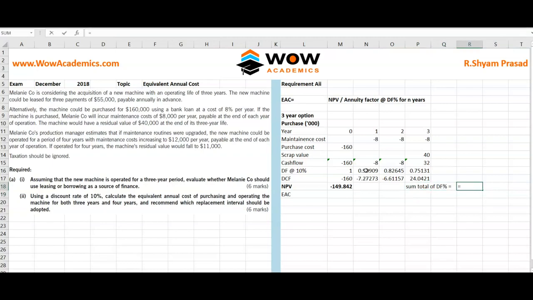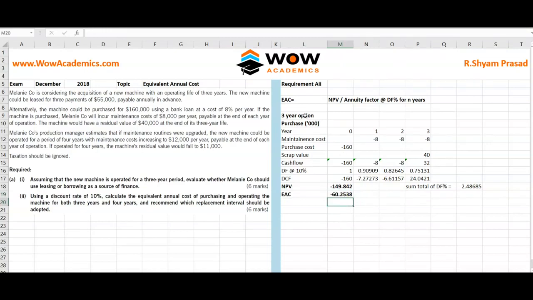It's equal to, don't take the first year discount factor, you take a sum from this year to the end of the year, close it. So this is the sum total of the discount factor. So we'll work out NPV divided by the annuity factor, or discount factor, for n years. The discount factor of 10% for 3 years comes to this number. So work it out and we'll get the answer. The answer comes to 60.25. So that's about the EAC.